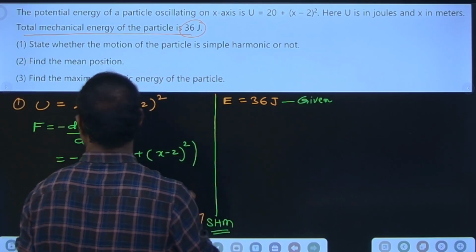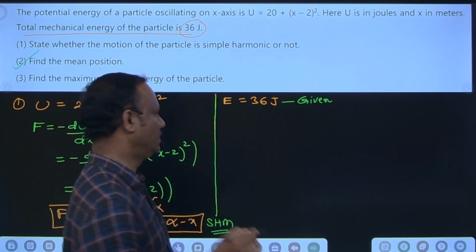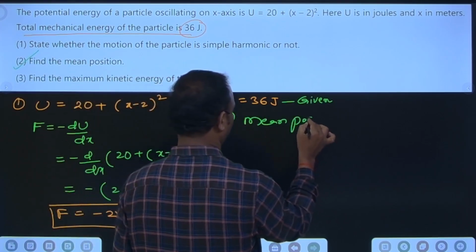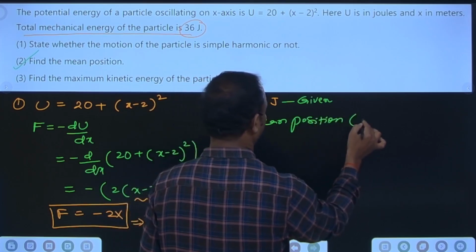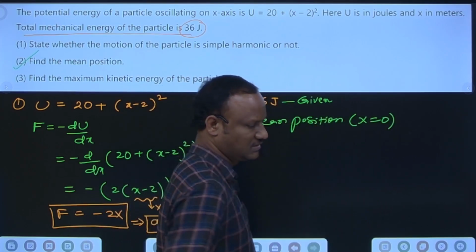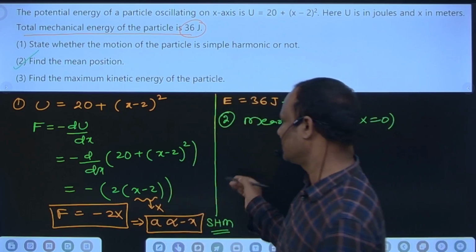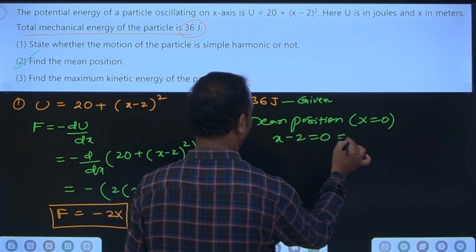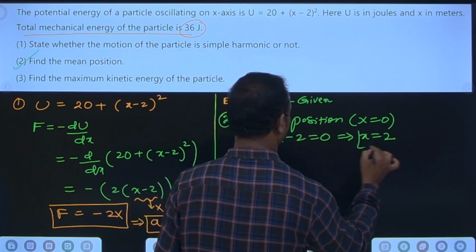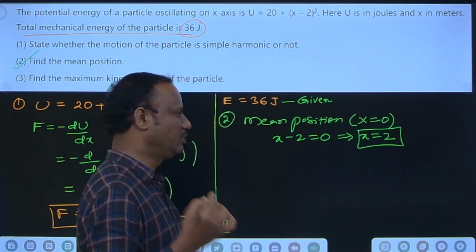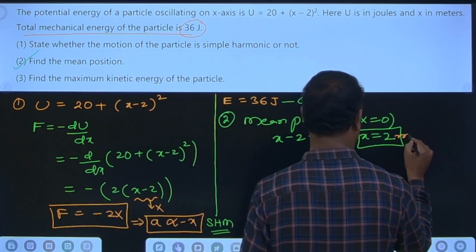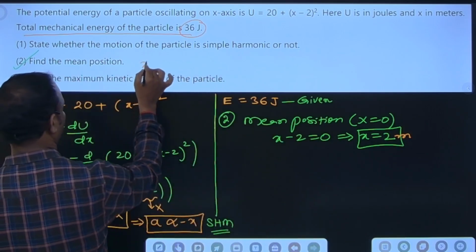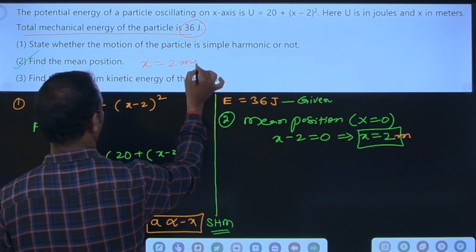Next, find the mean position. For the mean position, x is equals to 0, which means x minus 2 is equals to 0, so x is equals to 2 units. Since it is mentioned in meters, this is 2 meter. So the mean position is x equals 2 meter.